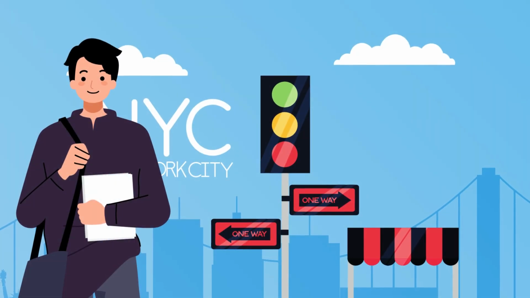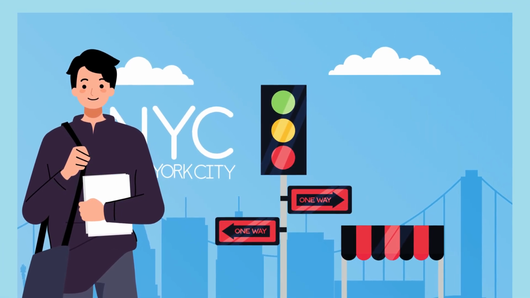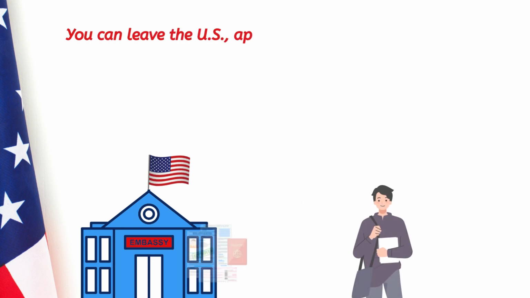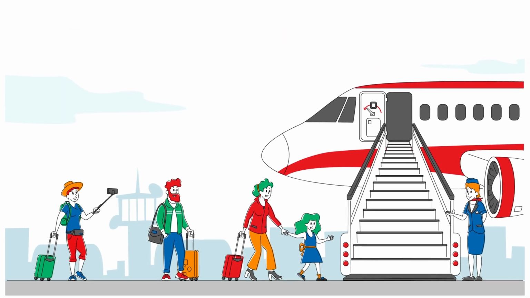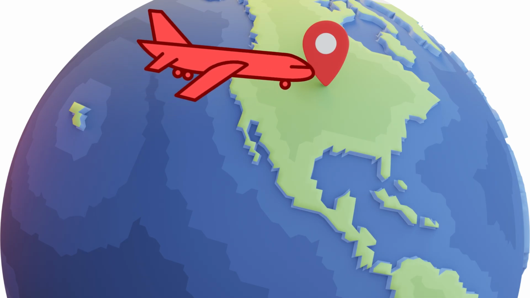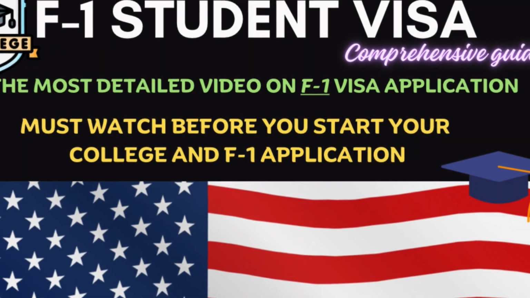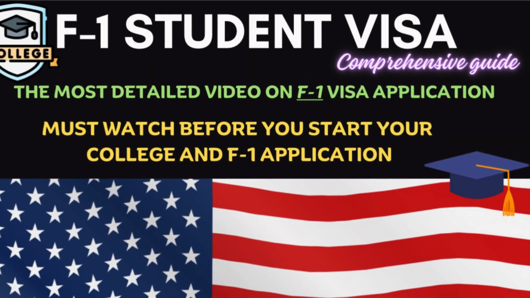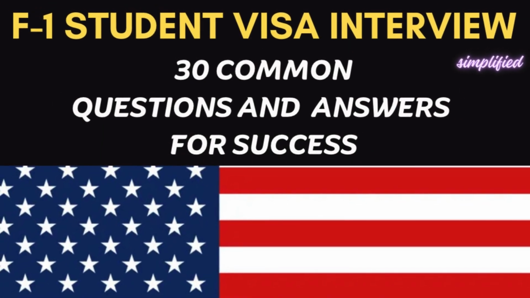Now, friends, as you are aware, if you are in the United States and you want to switch to a student status, there are two ways to do so. Number one, you can leave the United States, apply for an F-1 visa at a US consulate or embassy, and then re-enter the United States as a student. Friends, I've covered this process in detail in my video on the F-1 visa, including how to apply and succeed in the visa interview. Do check it out, it's going to be very helpful.